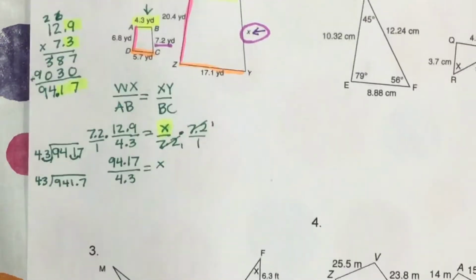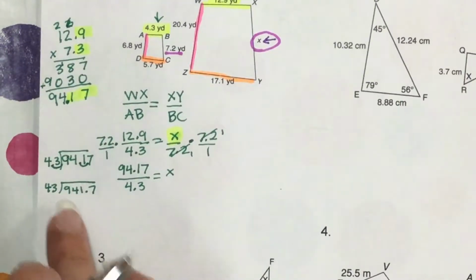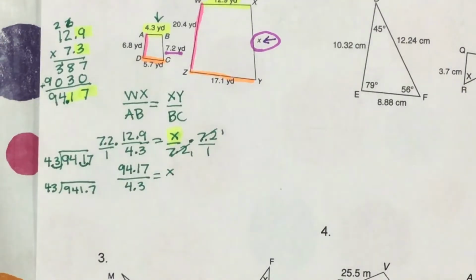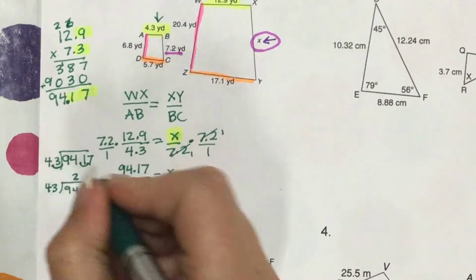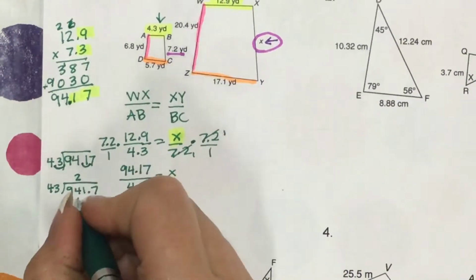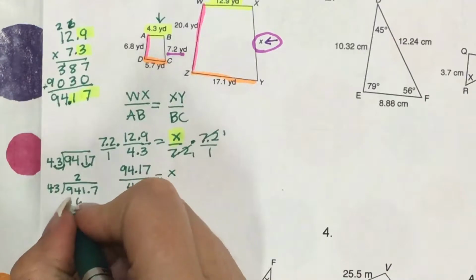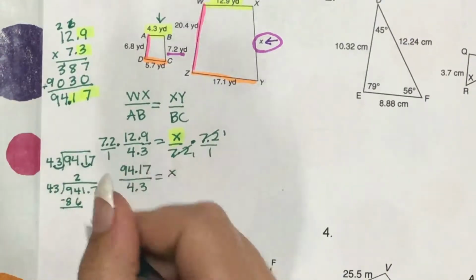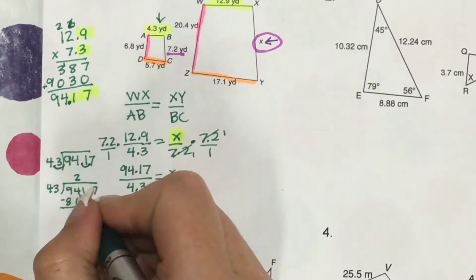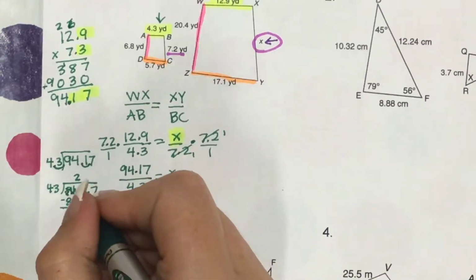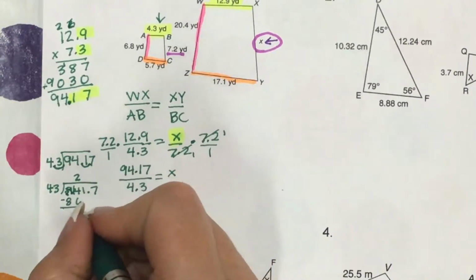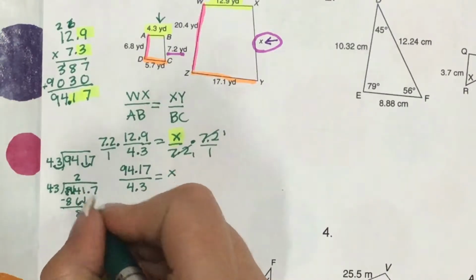Okay, let's go ahead and get started. 43, does it go into 9? No. 43, does it go into 94? Yes, it does. I would say it goes in 2 times. 2 times 3 is 6. 2 times 4 is 8. I'm going to subtract. The 4 is not big enough. I need to borrow. It's going to make an 8. 14 take away 6 is 8. I'm going to drop down that 1.